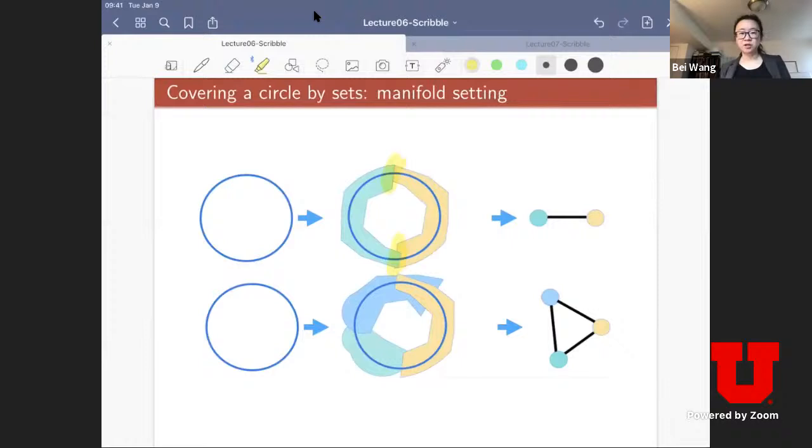Now, if I move from two cover elements to three cover elements, again, the way I drew it is that there is an intersection at the boundary of the cover elements. Again, the nerve I'm obtaining has three cover elements as points. And because they have a pairwise intersection with respect to the underlying space, there is an edge between them. So it depends on how many cover elements I have and how those cover elements are arranged. I go from a circle, from a line, into a triangle.